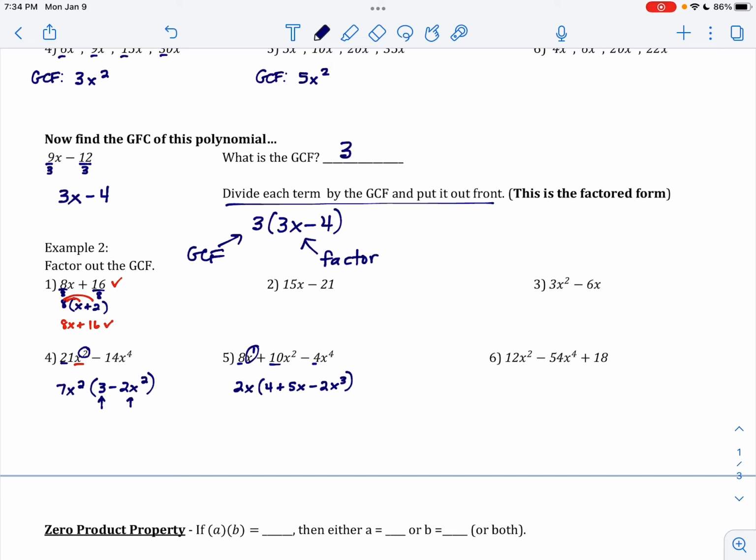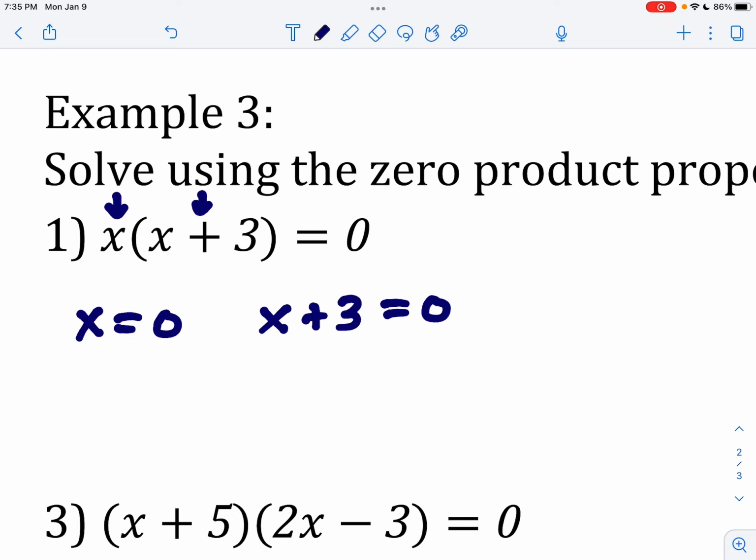So using the zero product property, we can say that if this is a and this is b, they're multiplied together, they equal 0, then I can take each individual factor and set them equal to 0. What this is doing for me is it's finding the roots that I need to solve the problem, or the zeros, or the x-intercepts. It's finding those values.